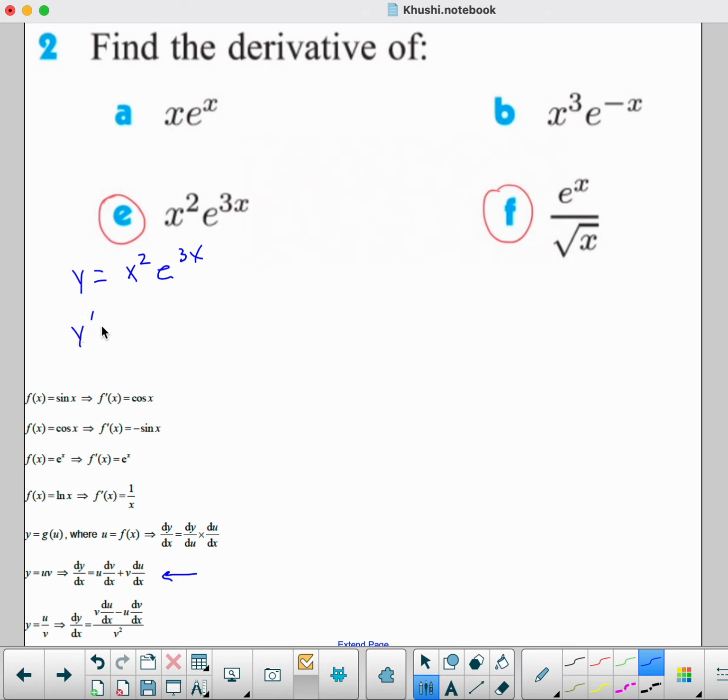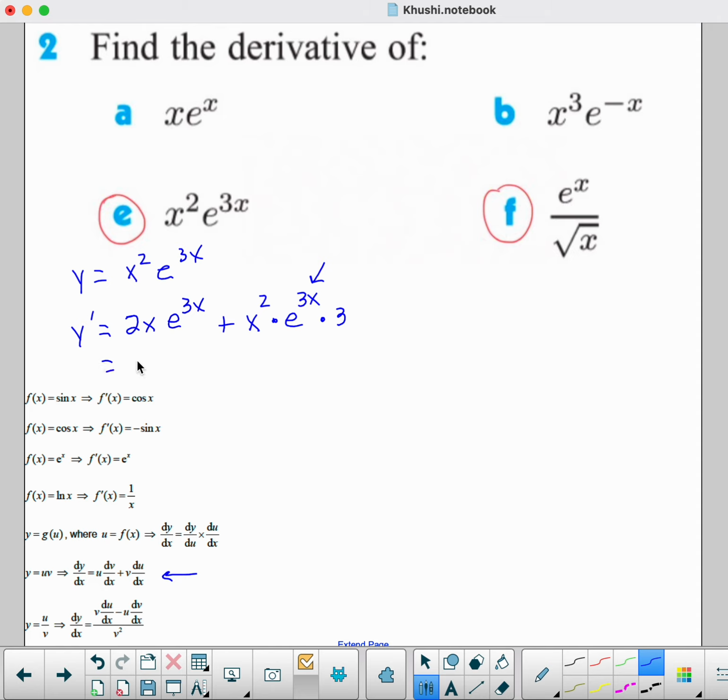So my first function is x squared, so I'm going to take the derivative of that, which is 2x times the second one. All right, plus, now I just take the first one times the derivative of e to the 3x, which is e to the 3x, chain rule. Derivative of e to the blah is e to the blah times the derivative of blah, and our blah is 3x. The derivative of 3x is 3.